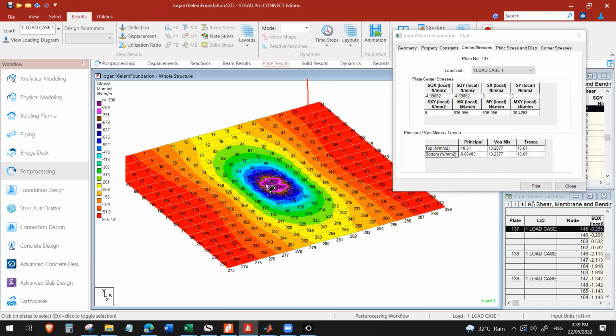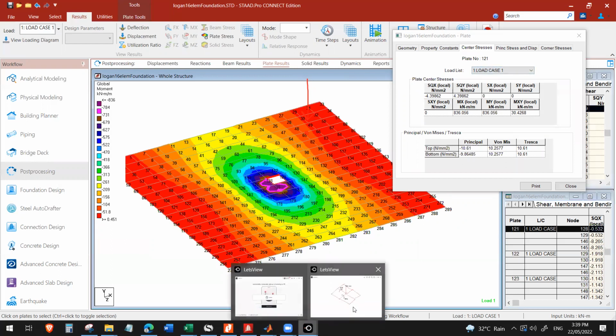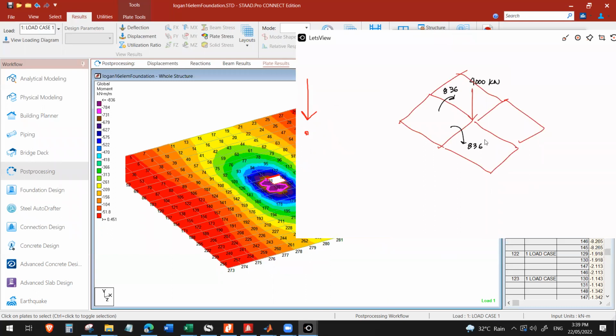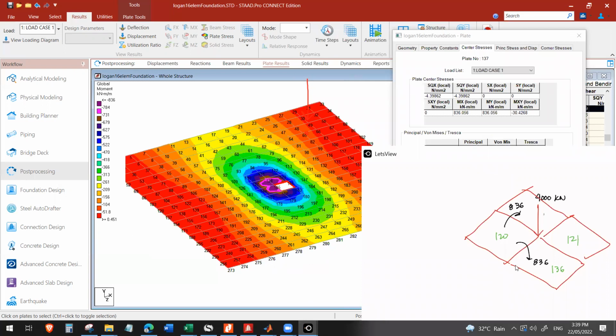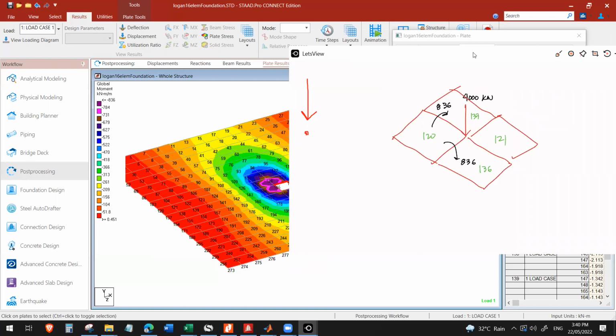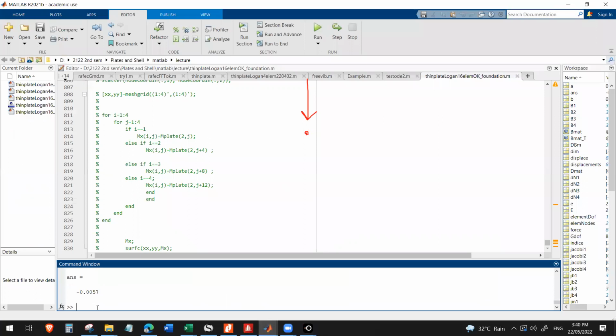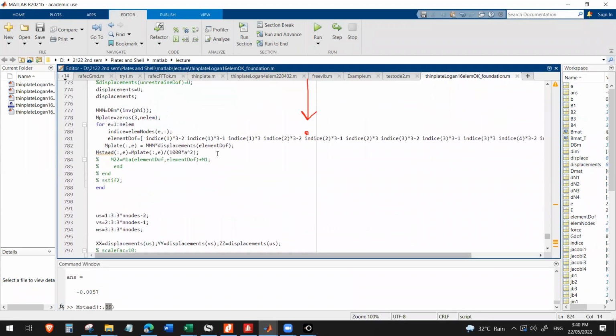And what are those plates? So that's 120, 136, 121, 137. Okay, so let's check the moments of those plates. So using this command, yeah, I use that because remember to obtain the moment, this is my formula. Okay. I need to divide by the size of the plate.